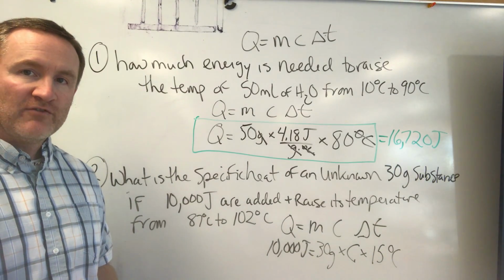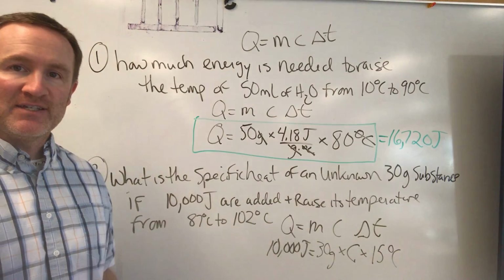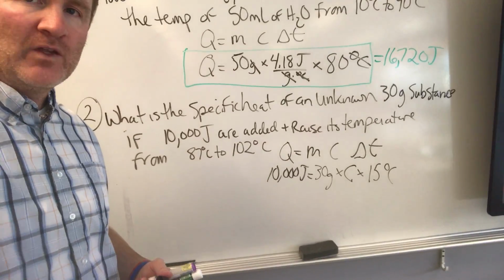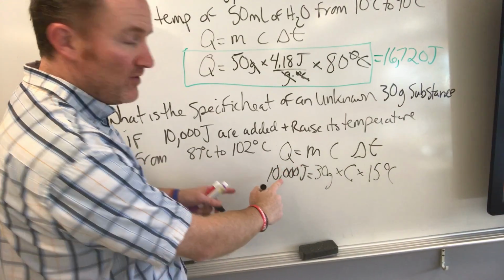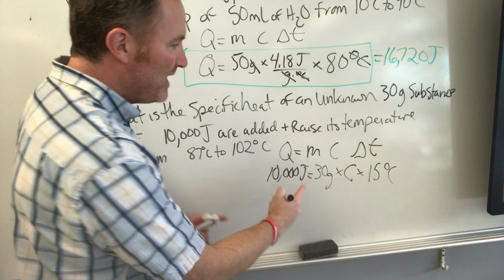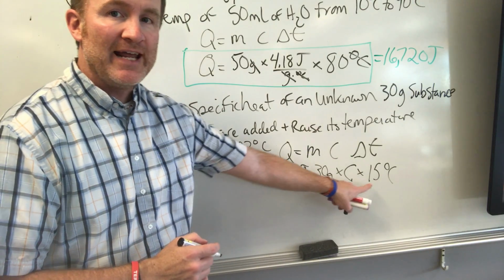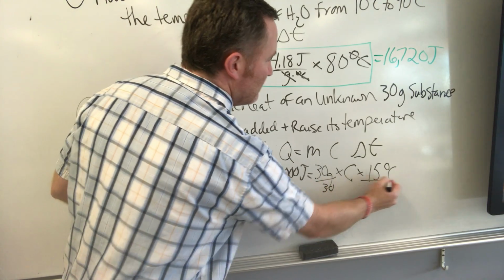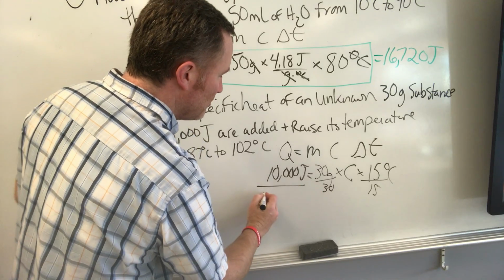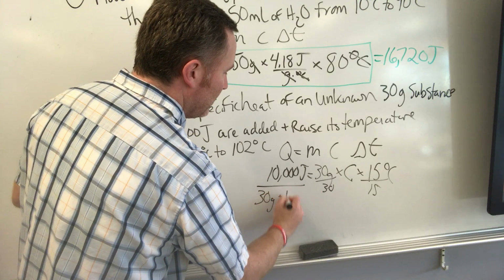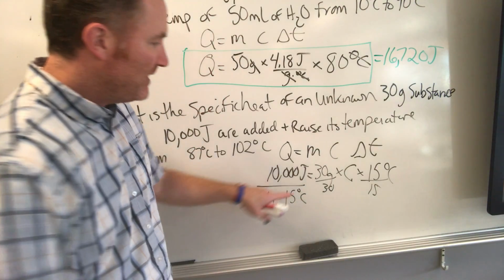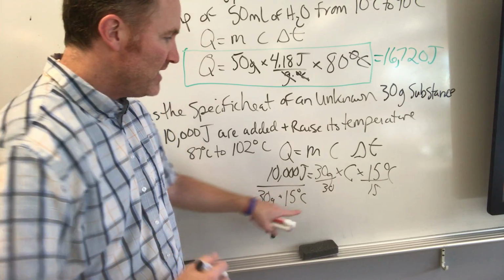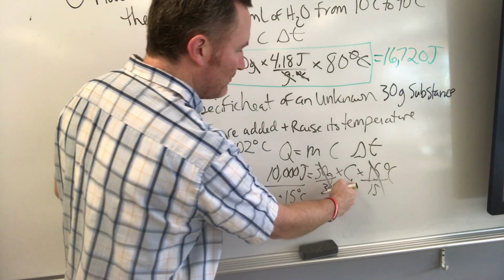Now it's a little bit of a different calculation. I need to get the C by itself. Mathematically, I need to eliminate these two values, the 15 and the 30. That means I have to divide both sides by 30 and divide both sides by 15. So we have 30 grams and 15 degrees Celsius on the bottom. That's how we end up with our units, joules per gram degree Celsius, because we're solving for specific heat. Those cancel, and we're left with C.